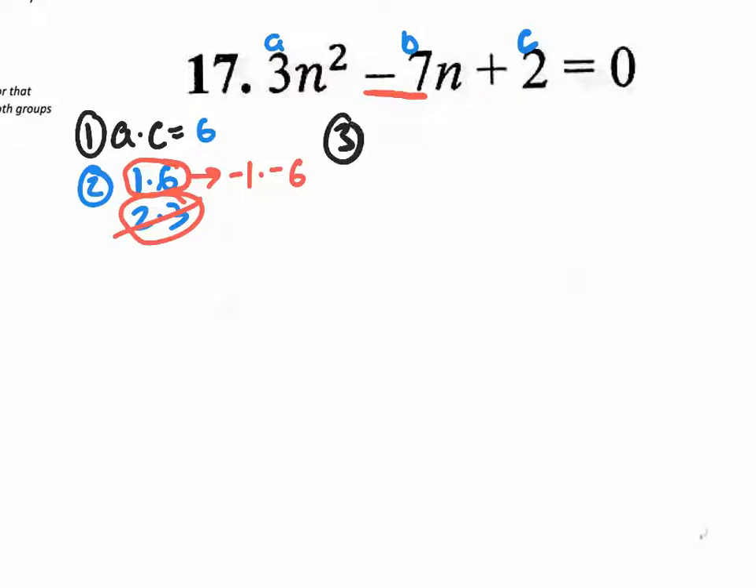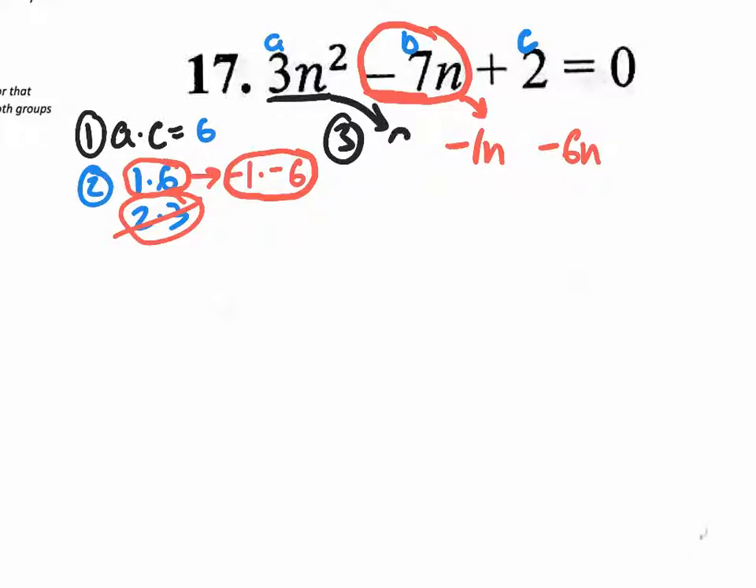Step 3 on that long process is to rewrite your trinomial as a polynomial, your 3 terms as 4 terms. And how do we do that? We take the b value with the n, and we rewrite that negative 7n as these two numbers from step 2. So instead of 7n, I'm going to write negative 1n minus 6n. Now let's not forget about the 3n squared that's in the front, 3n squared. Let's not forget about the 2 that's at the end, plus 2. Does that make sense to everybody? I changed my trinomial to a polynomial, 3 terms to 4 terms.